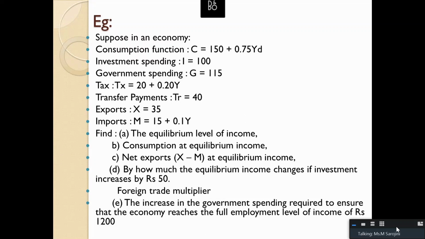Under the three-sector model, we derived three multipliers as well: the lump sum tax multiplier, the government expenditure multiplier, and also the balanced budget multiplier. The balanced budget multiplier is always equal to 1. The balanced budget multiplier we also derived in 3 methods, right? And finally, we discussed the four-sector model.